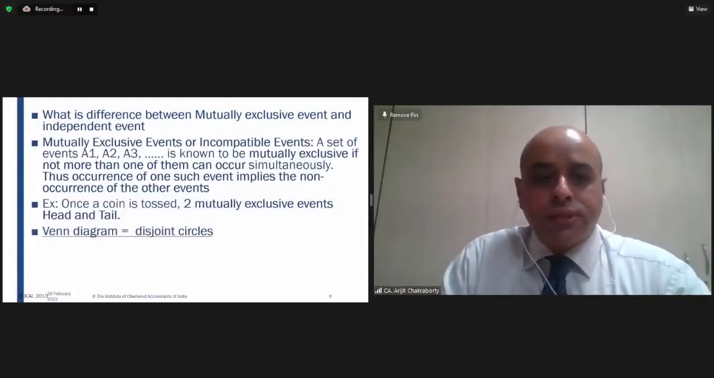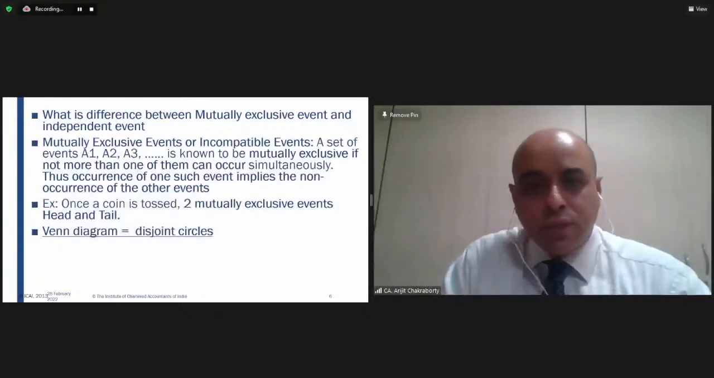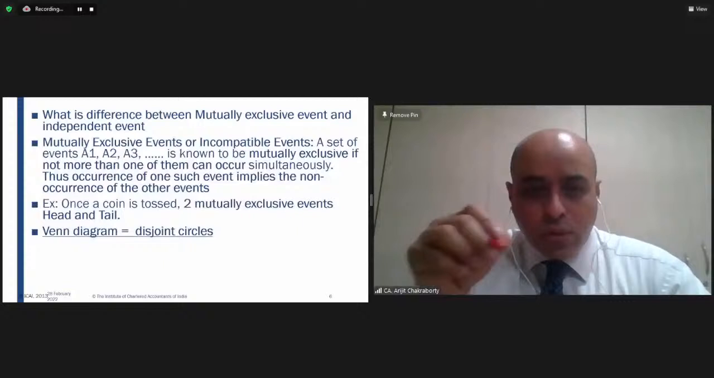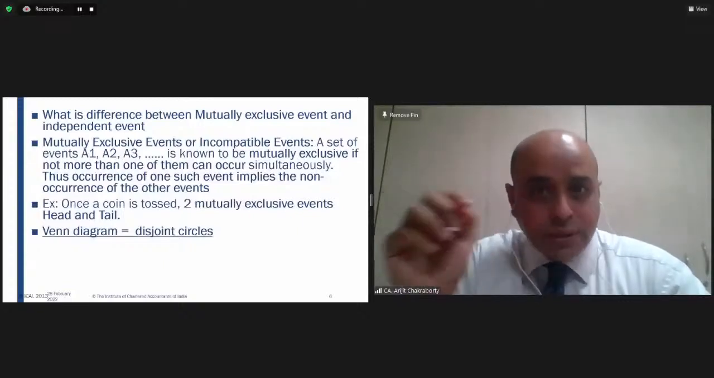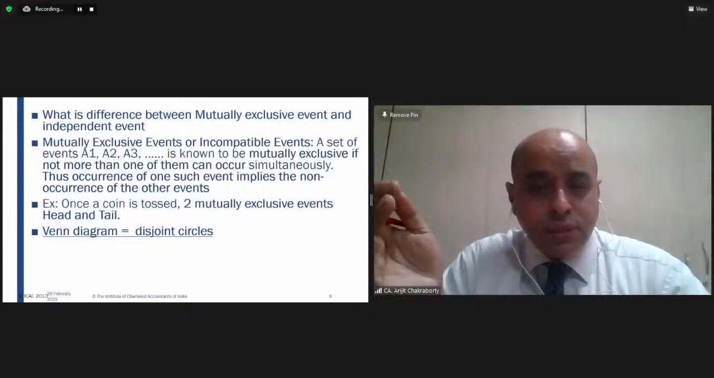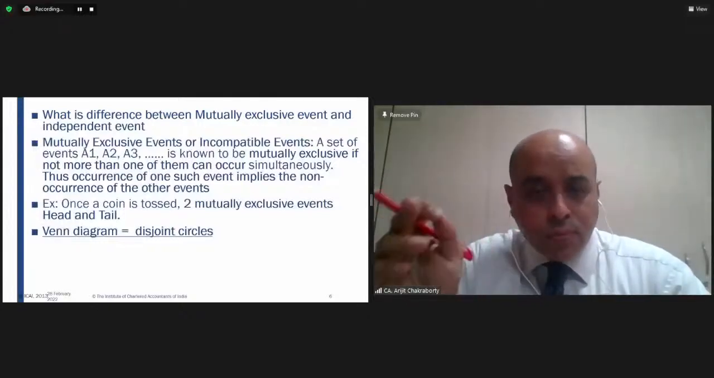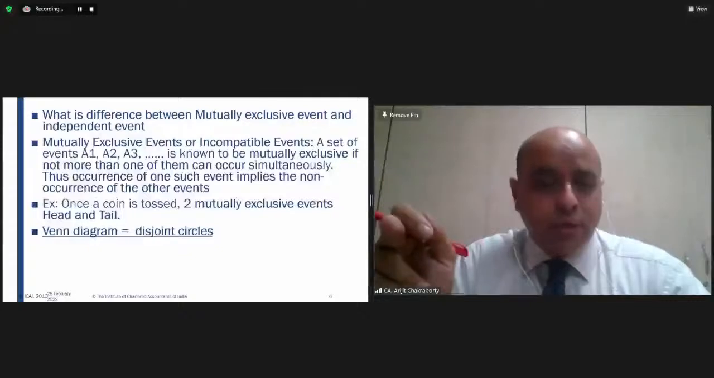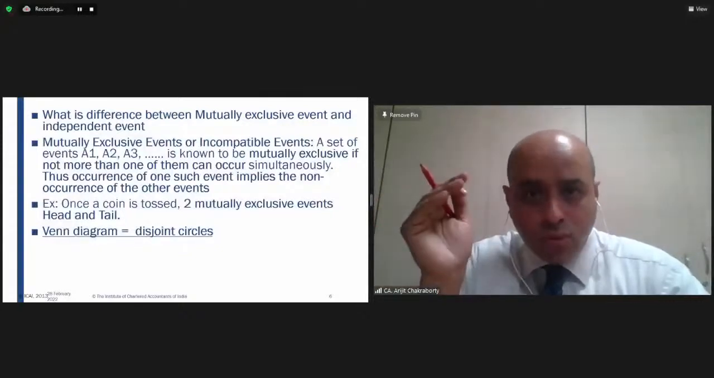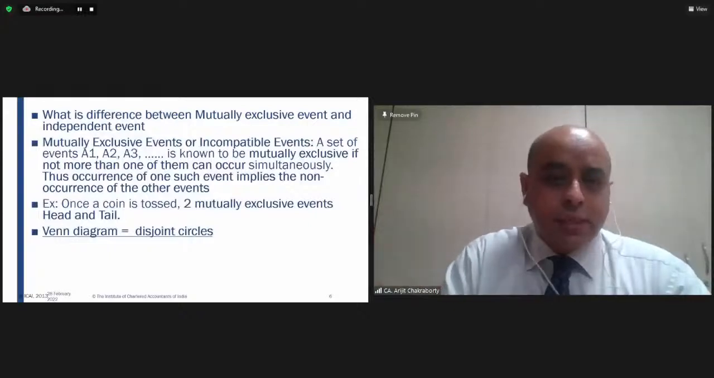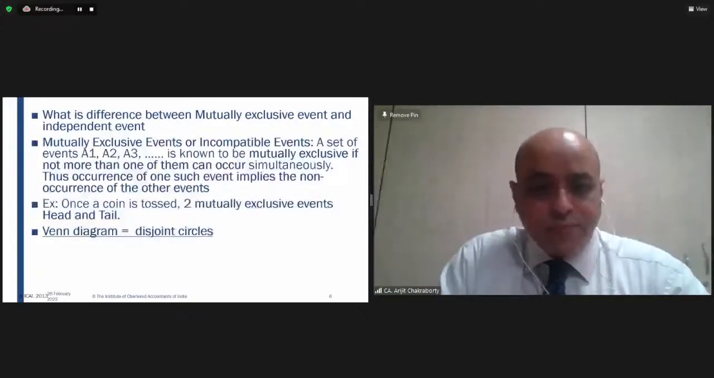In case of a Venn diagram, as I was mentioning earlier, if you draw two circles which are not connected to each other, not intersecting each other, that means there will be no connecting points. There is no common portion between the two circles A and B. So this is an example of mutually exclusive events.